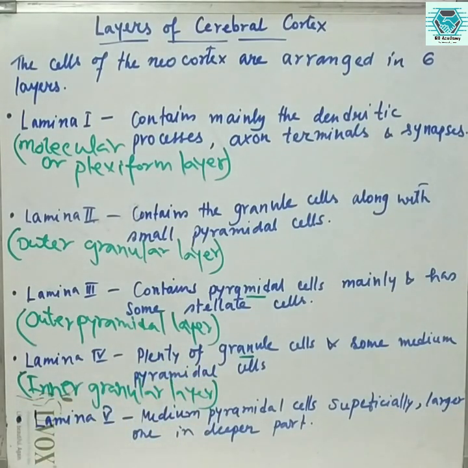Next, lamina 5. This layer contains medium sized pyramidal cells superficially and the larger ones in the deeper part. In its outer part is the inner band of Baillarger formed of transverse fibers, and this lamina is known as inner pyramidal layer. So outer pyramidal layer was lamina 3, and this one is the inner pyramidal layer.